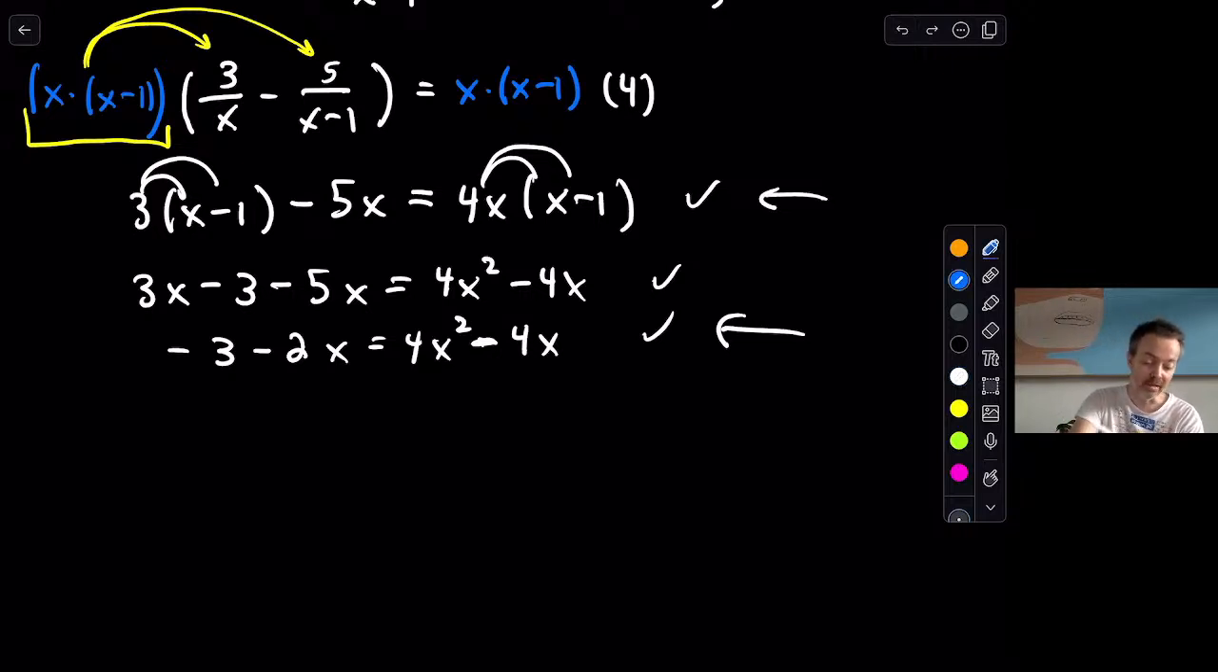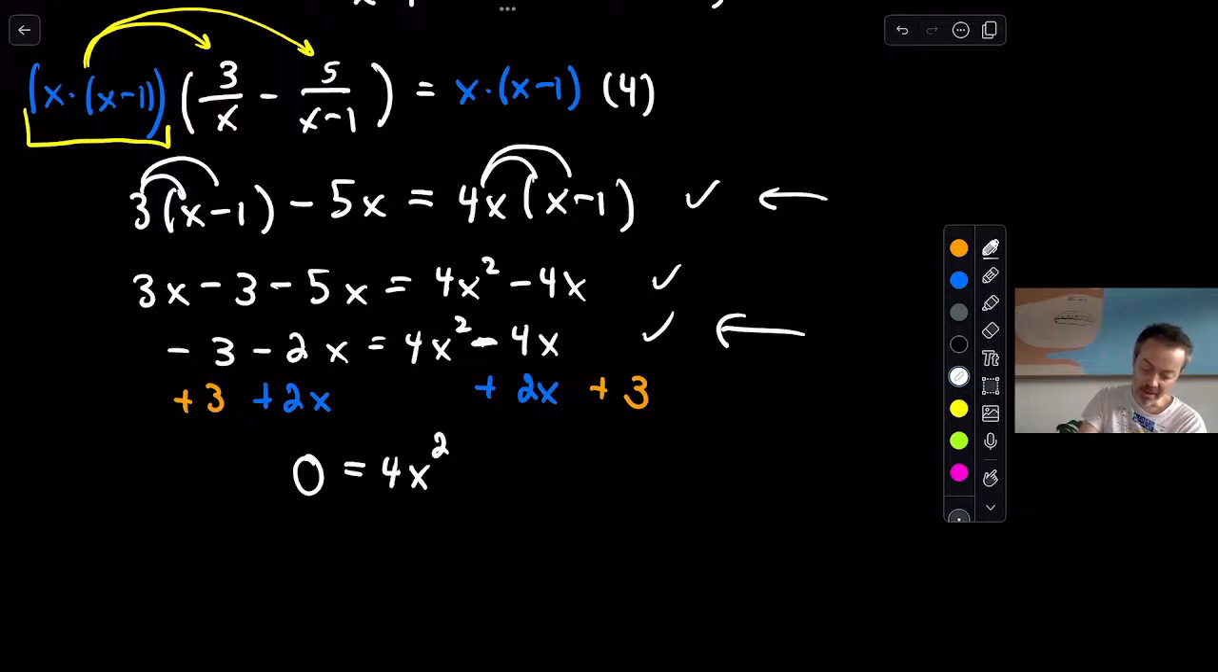So I'm going to do two things. I'm going to add 2x to both sides, and I'm going to add 3 to both sides. So we'll do a couple things at once. On the left side, I'm going to get 0. And on the right side, I've got 4x squared, negative 4x plus 2x is going to be minus 2x, plus 3. So that's where I'm at now.